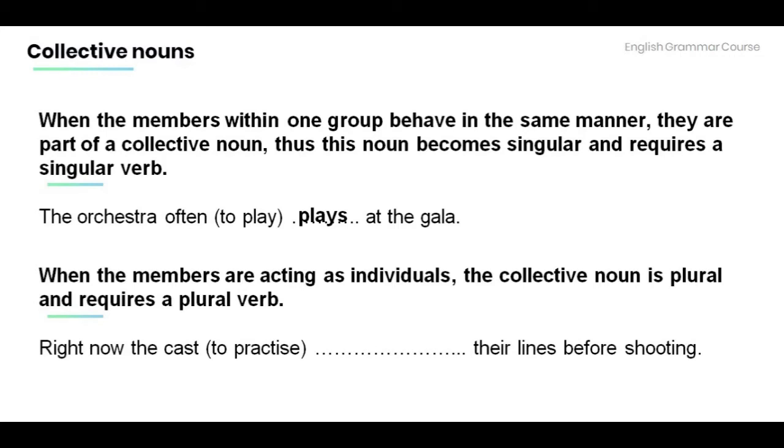Also remember that when the members are acting as individuals, the collective noun is plural and requires a plural verb. Now read the following sentence and fill in the blank using the appropriate form of the verb in the bracket. Right now, the cast to practice their lines before shooting. Right now, the cast are practicing their lines before shooting.